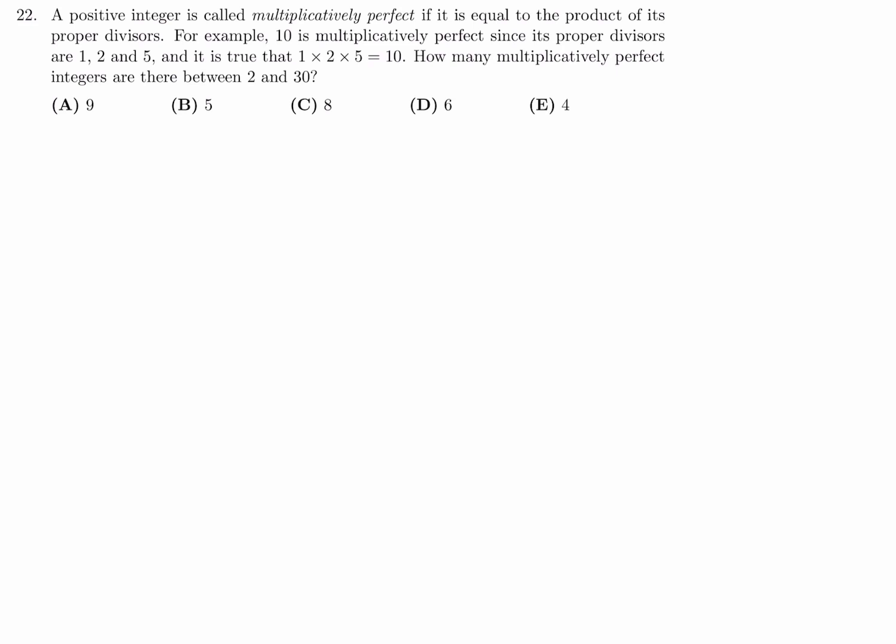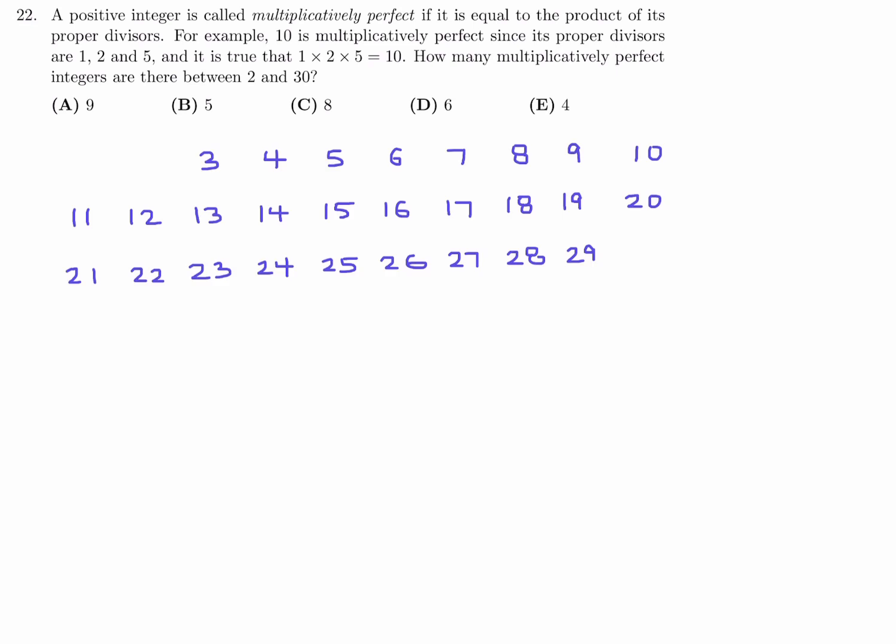The first thing I'm going to do is list all the numbers between 2 and 30. All right, here we go. Let's go through these one by one. The first thing I want to do is eliminate certain ones that obviously will never work, and those are the prime numbers. The reason is that prime numbers, as I'm sure you know, can only be divided by 1 and themselves.